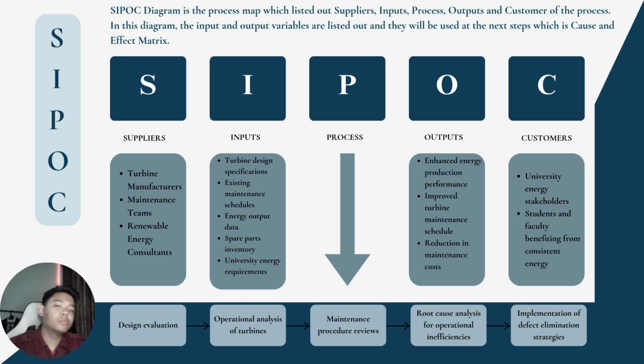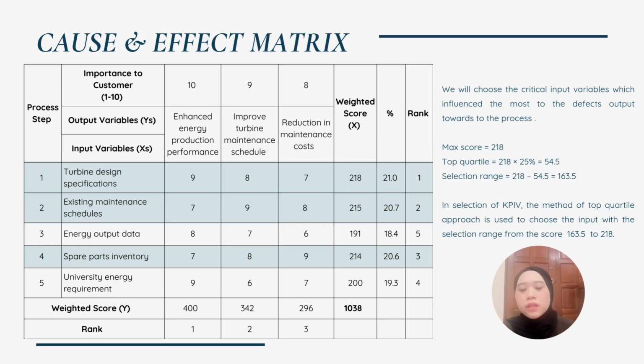So for the output, we have 3 points: enhanced energy production performance, improved turbine maintenance schedule, and reduction in maintenance cost. For the last one, customer, we have 2 customers: university energy stakeholder, and students and faculty benefiting from consistent energy. So next is the cause and effect matrix.